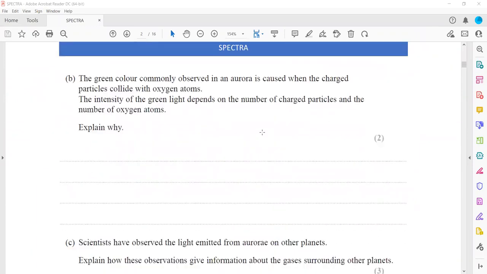The next part: the green color commonly observed in an aurora is caused when the charged particles collide with the oxygen atom. The intensity of a green color depends on the number of the charged particles and the number of oxygen atoms. Explain why.